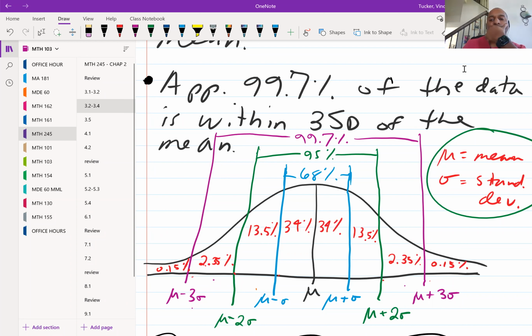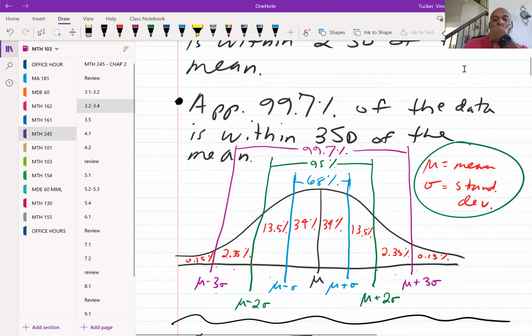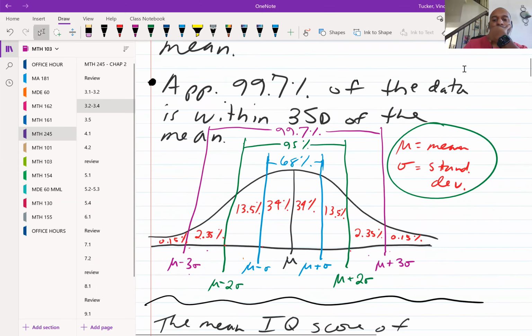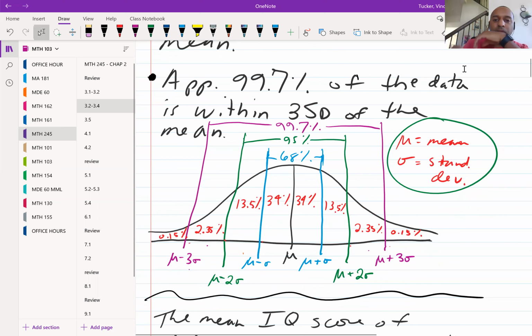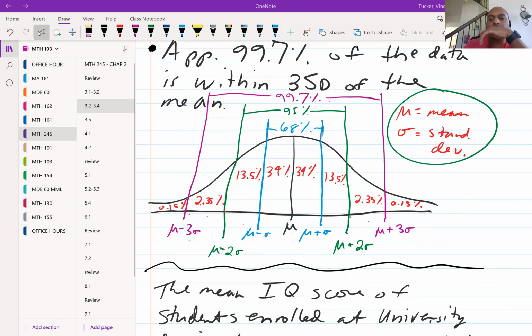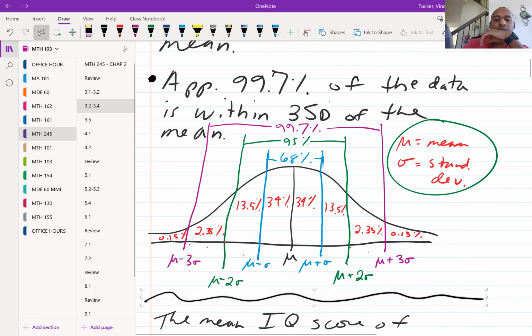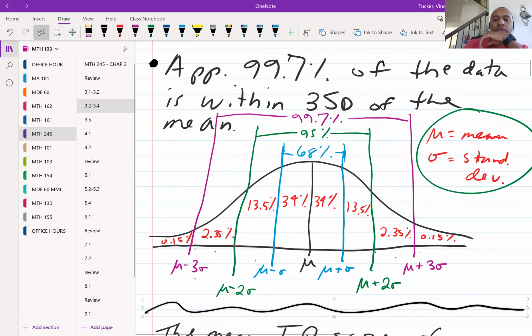All right, anybody still copying it? Anybody still copying? All right. All right, let me know when you finish. And then we'll do an example using this diagram.